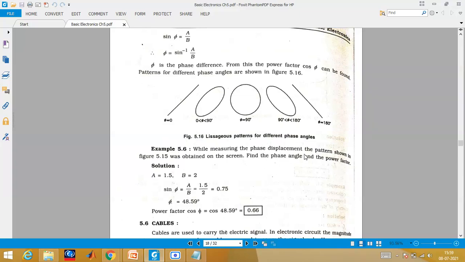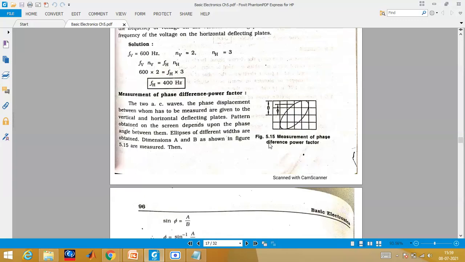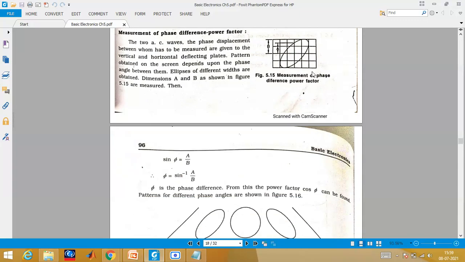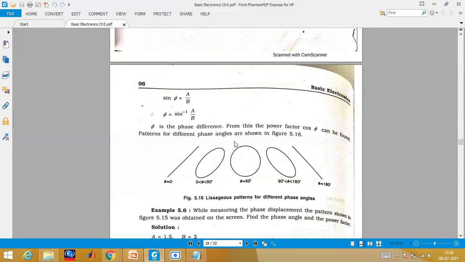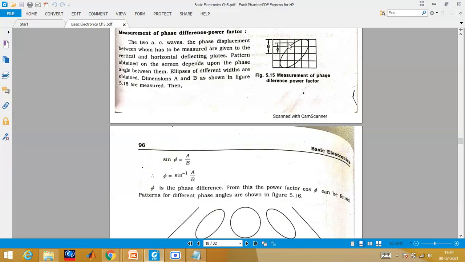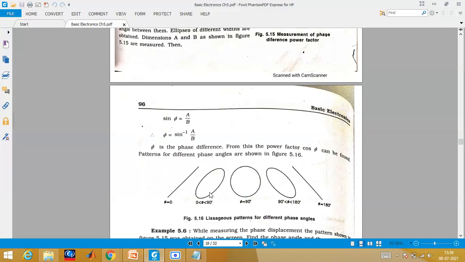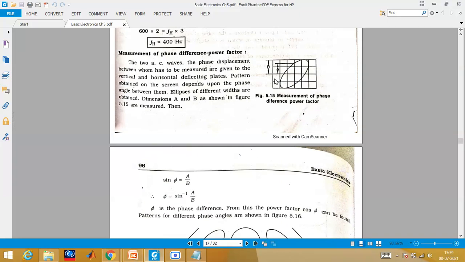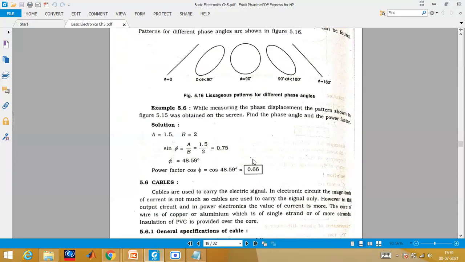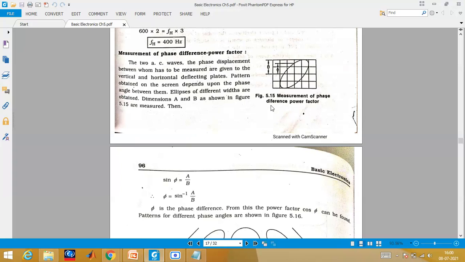While measuring the phase displacement, the pattern shown in figure 5.15, let us see what the figure of 5.15 is. This is the figure. If you compare this figure, this is nothing but the second figure, so the angle should be from 0 to 90 degree, right? Yes or no? If you compare with this, the angle should be between 0 to 90 degree. They have calculated and the estimated value is 0.66. They have calculated the a value and b value, you can see here. So this is the value of a.